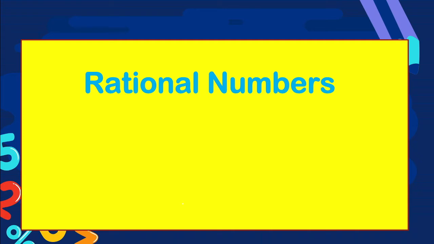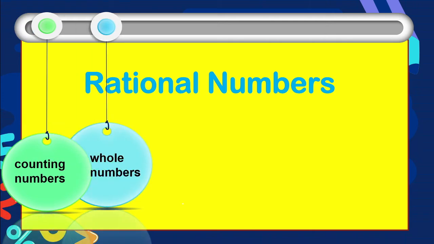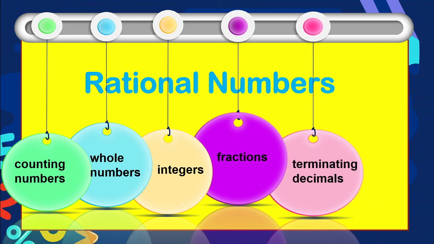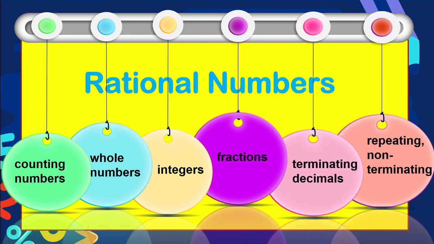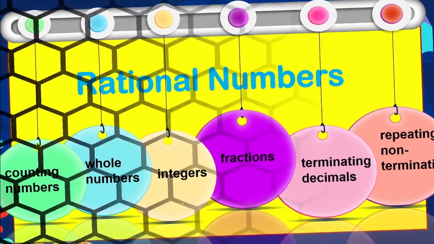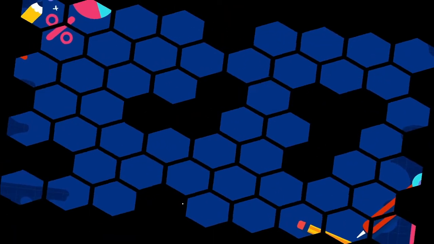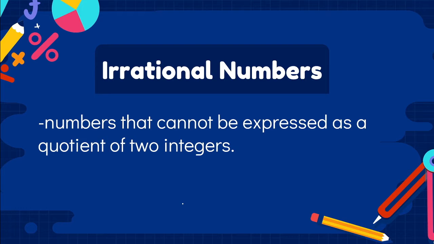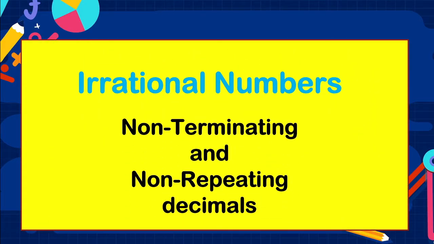Under the rational numbers, we have counting numbers, whole numbers, integers, fractions, terminating decimals, and repeating non-terminating decimals. Irrational numbers are numbers that cannot be expressed as the quotient of two integers. For irrational numbers, we have non-terminating and non-repeating decimals.